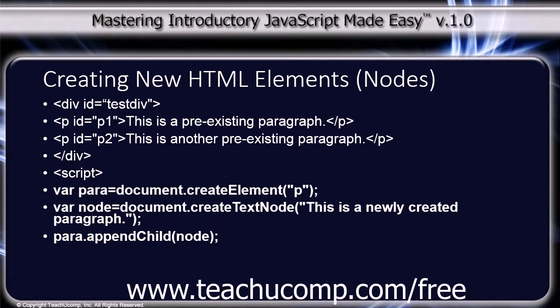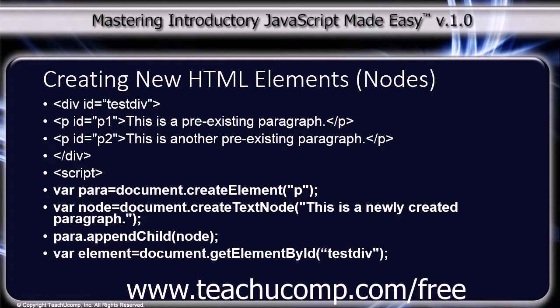para.appendChild(node); var element = document.getElementById("testdiv"); element.appendChild(para); and the close script tag. This code will insert our new paragraph, para, after the paragraph with an ID of p2.